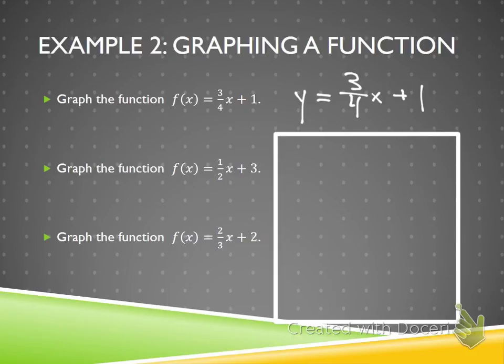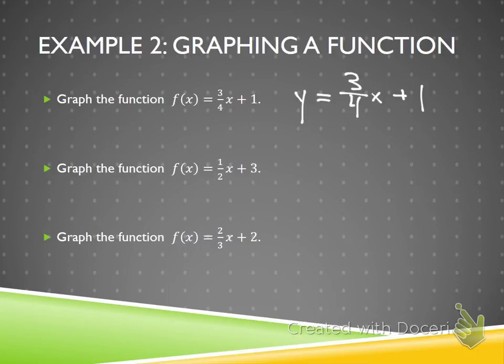Now, who wants to make a table? Anybody want to make an XY table? That's not fun? What about substituting 0 to find your other intercepts? You want to do that? How about just look at the equation and graph it based on the information that's already there?